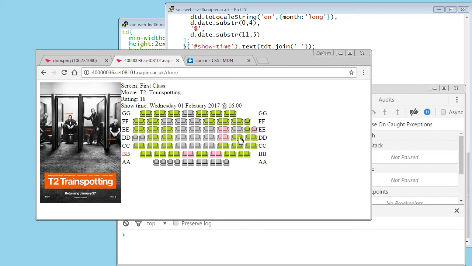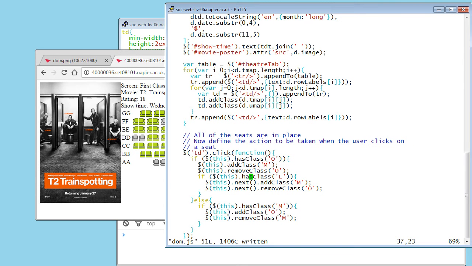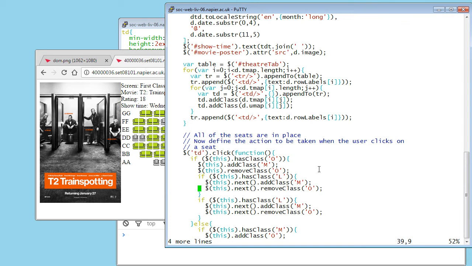I need to do the reverse of that. So this said, if it has class left, then book the next one. And of course, if I copy those 4 lines, yank paste, I can do the opposite. If it has class right, then instead of next, I want to go to, what's the opposite of next? It's prev. Okay, so that should mean that I only book whole sofas. So click on the left side, yes. Click on the right side, yes.